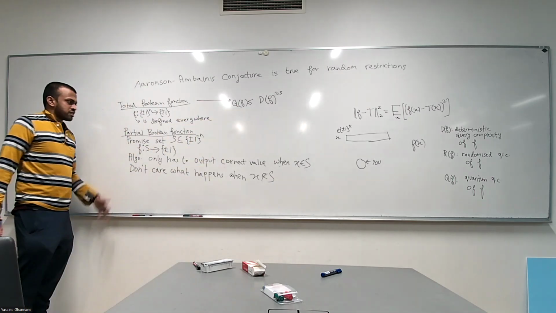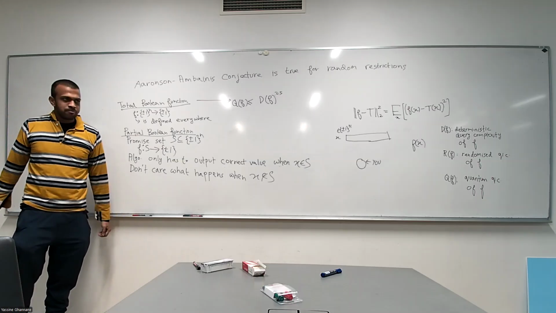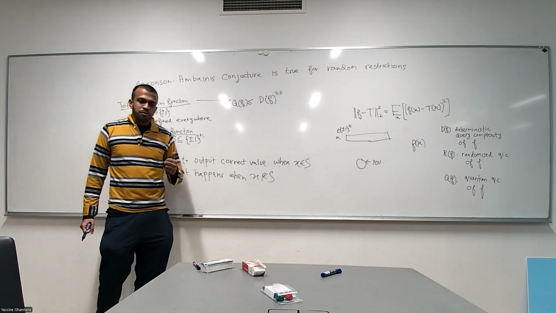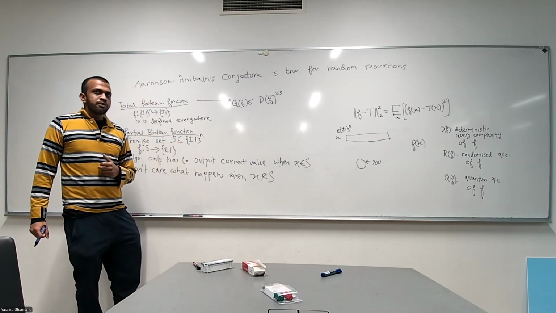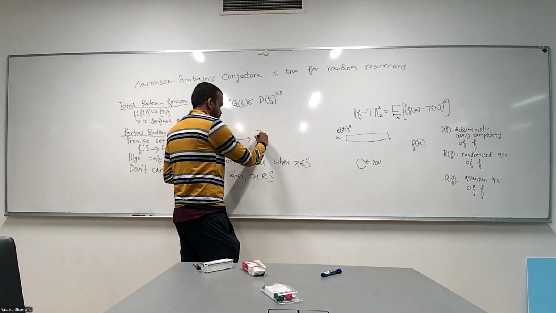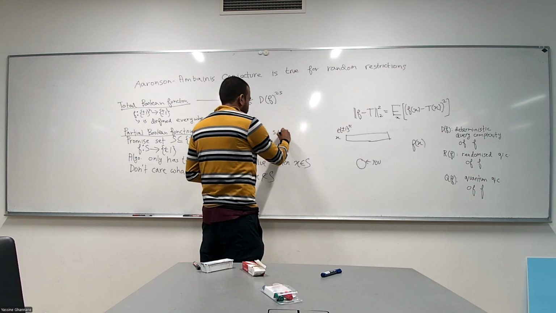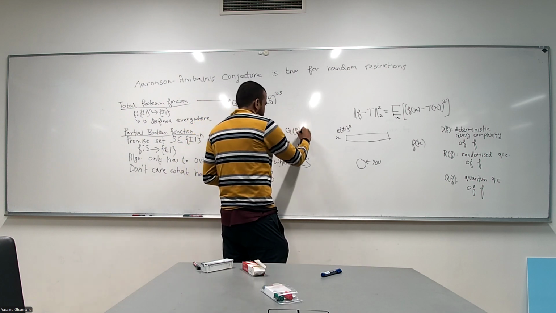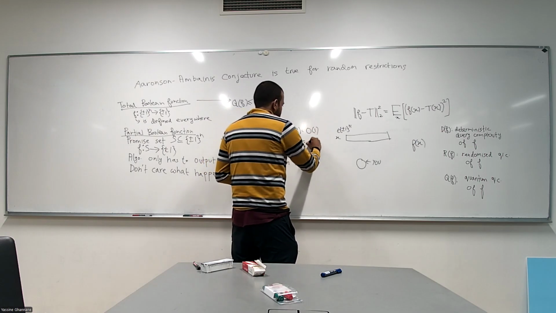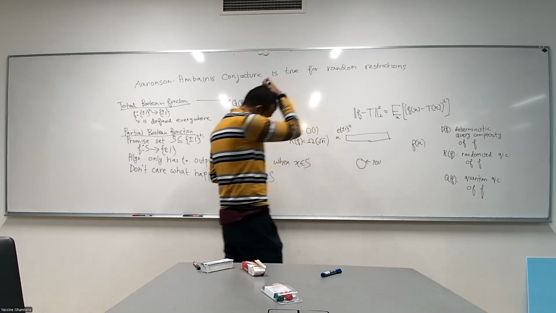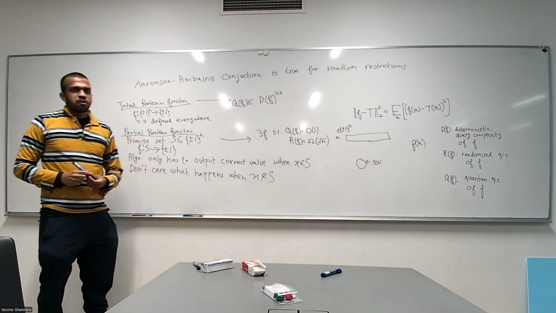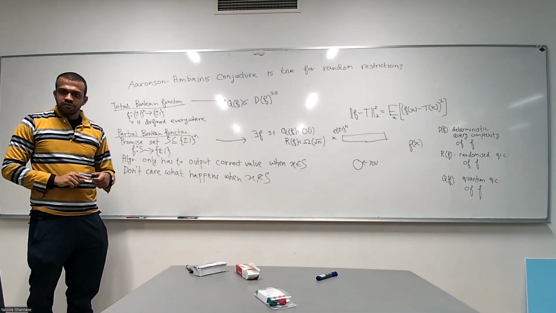Now, what about partial Boolean functions? Now the story changes quite a bit. For partial Boolean functions, there exist partial functions for which quantum query complexity is order 1, but classical query complexity is something like n square root n. Even randomized query complexity is square root n. So there's a stark difference between what happens when the function is total versus when the function is partial.